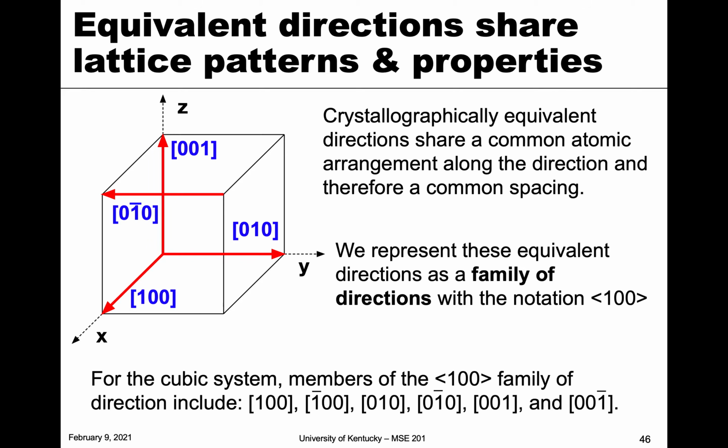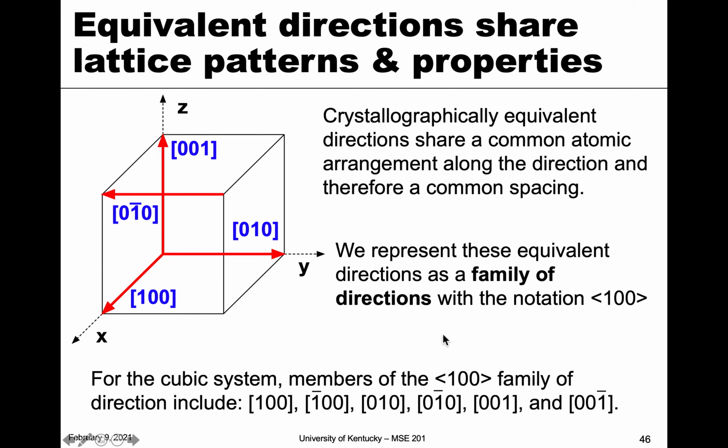And so it doesn't really matter for the crystal, for example, whether you're talking about the 100 or the 010. So what we term these is crystallographically equivalent directions. So they share a common arrangement along a given direction and have a common spacing of those atoms. And so these are known as families of directions. And so we give them the triangular brackets to denote this is a family of directions.